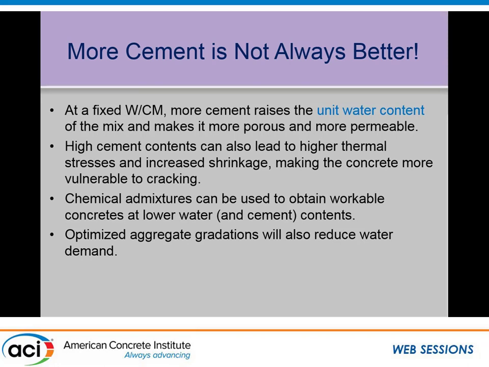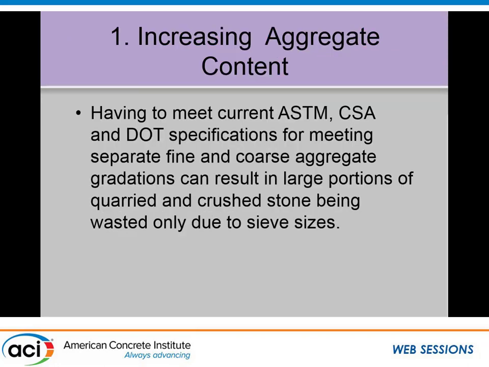Thanks to admixtures, we can control the unit water content independently of water cement ratio. And that's something a lot of design engineers don't seem to realize. They think if you lower the water cement ratio, you get lower slump or something like that. But you can do these things independently. And one of the problems with our aggregate specs, ASTM specs, the Canadian spec, DOT specs, is they haven't been changed for 100 years.